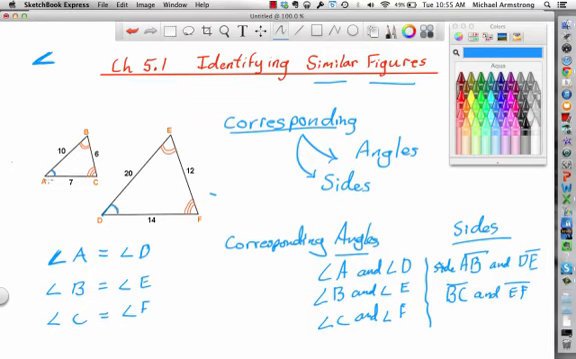And this is how you write it. AC or CA, you can write it either way, is corresponding to DF. And there's some interesting things you can see. Notice that 20 is twice as much as 10, and that 12 is twice as much as 6, and 14 is twice as much as 7. So this triangle has lengths that are twice as big.